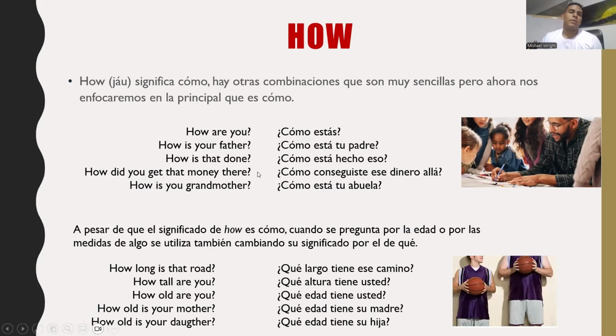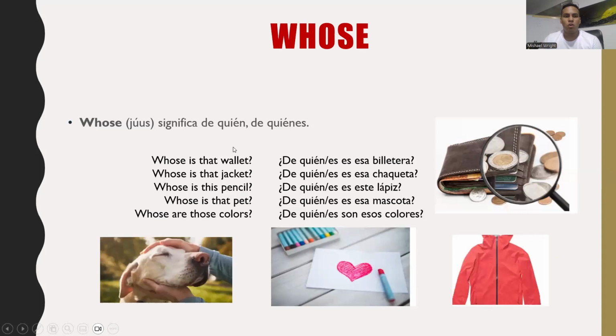Okay. So we have whose. Whose means de quién, de quiénes, right? Whose is that wallet? So we say, whose is that wallet? Whose is that jacket? Whose is this pencil? Whose is that pen? Whose are those colors?